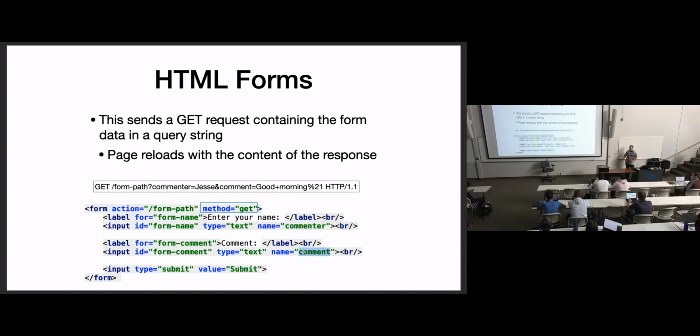Whatever we named them, that's whatever you want to name your inputs. As long as you're consistent on the front end and back end, that's how they're going to communicate. And then equals whatever I typed in this field. So in this form, in the commenter input, I typed in Jesse. In the comment input, I typed good space morning exclamation point. And the space was encoded with a plus, for what it's worth. I would prefer %20, but that's just the way things are.